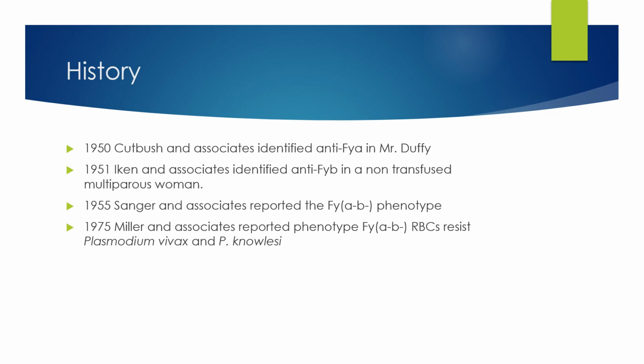In 1955, Sanger and associates reported the Duffy null phenotype, Duffy A and Duffy B negative, and in 1975, Miller and associates reported that the Duffy A, Duffy B negative phenotype was resistant to infection from Plasmodium vivax and Plasmodium knowlesi, which are known to cause malaria.